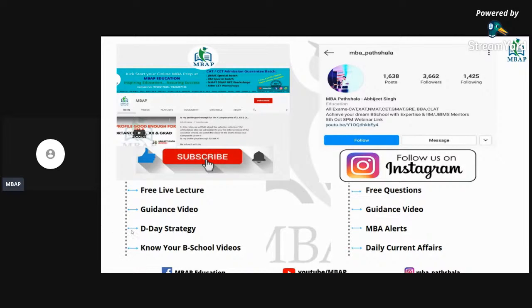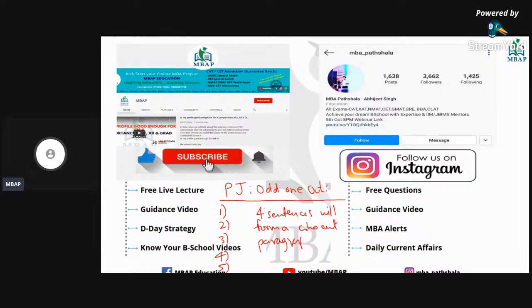In parajumble odd one out questions, you'll be given five sentences, and if you read carefully all the five sentences, you will realize that out of the five, four sentences will form a coherent paragraph, just the way it happens in parajumble arranging the sequence type questions.